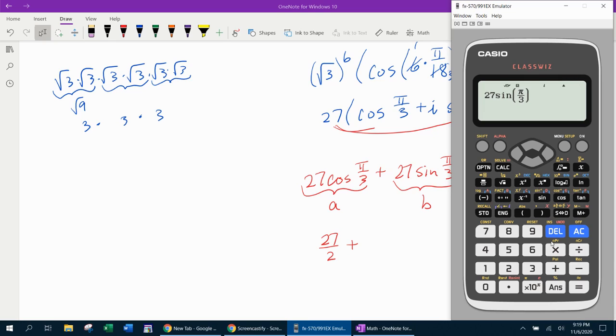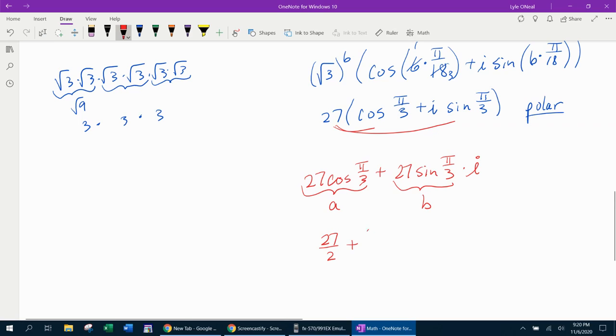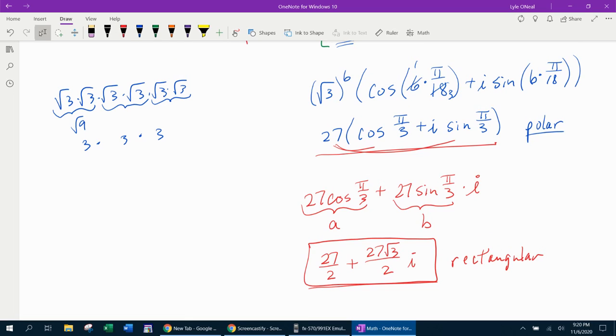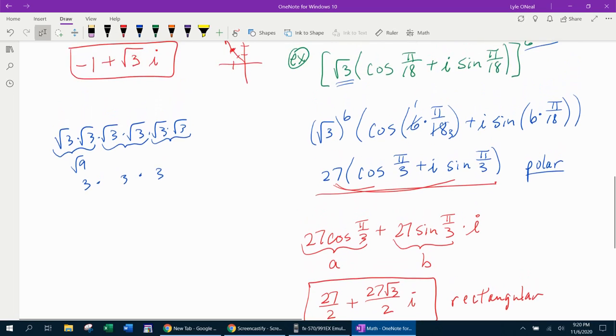Delete, and let's do sine. 27 square root of 3 over 2. And I think we're done. This is now rectangular form. Okay, polar form, rectangular form. Make sure you know how to go back and forth between those two.